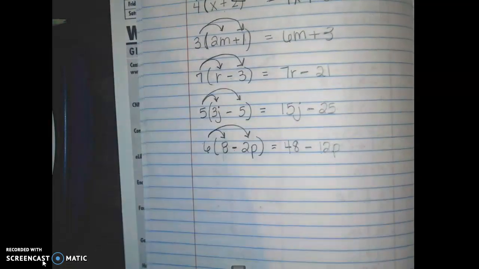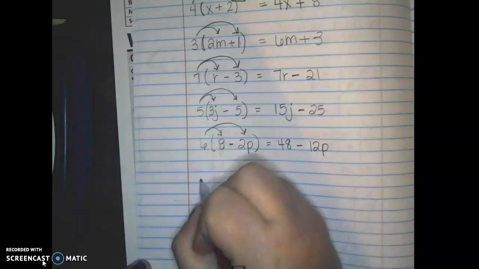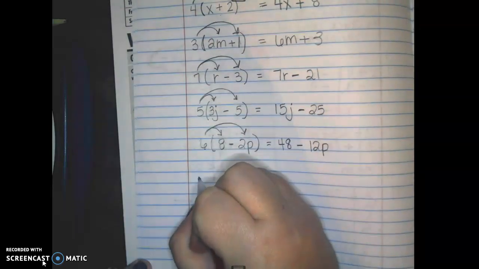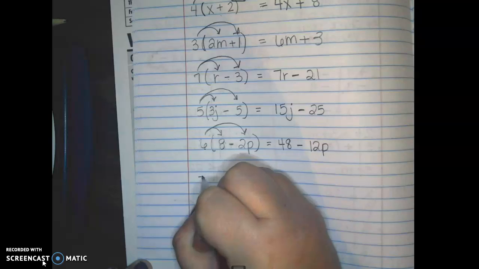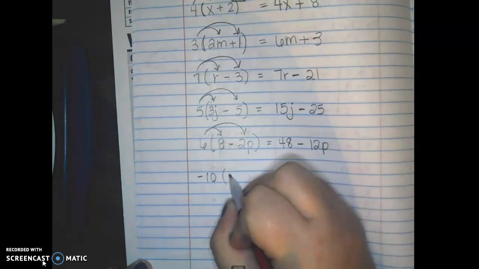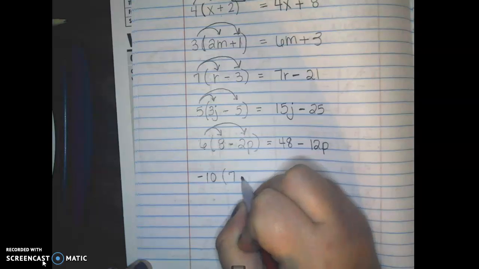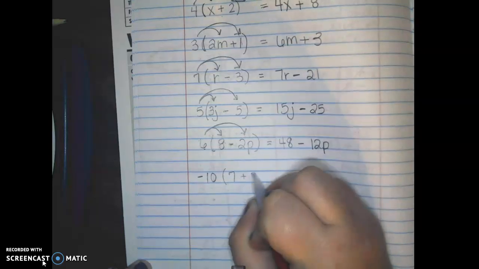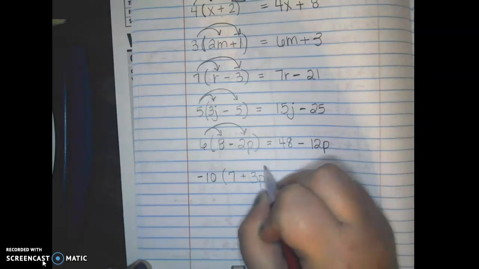All right. We should still have a couple lines left on your page, so we're going to look at some other examples. So let's try a negative out front. And I know negatives scare us, and that's okay. Let's do negative 10 times 7, and we'll start with addition, plus 3p.